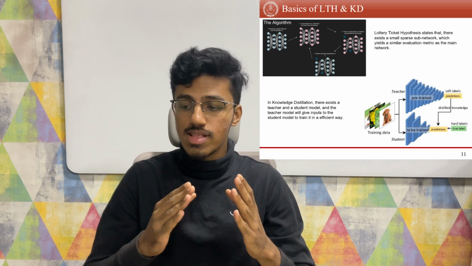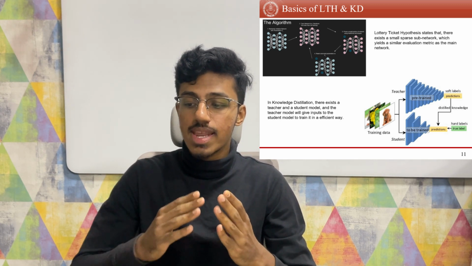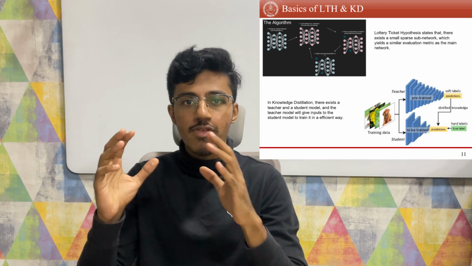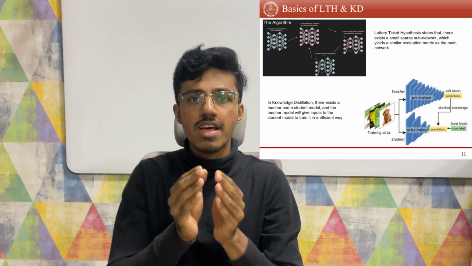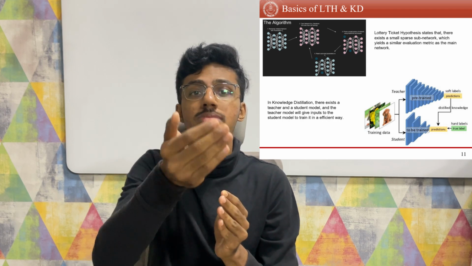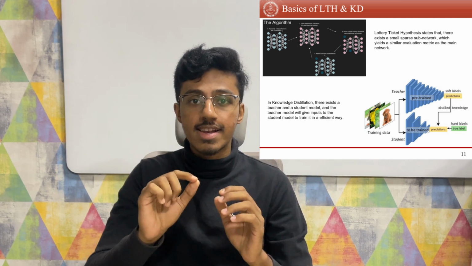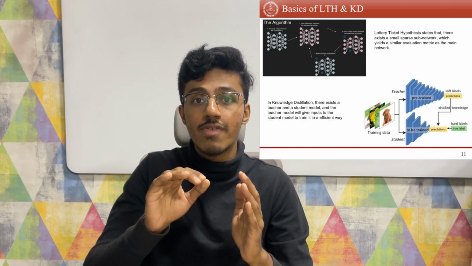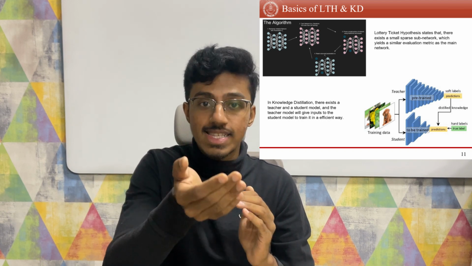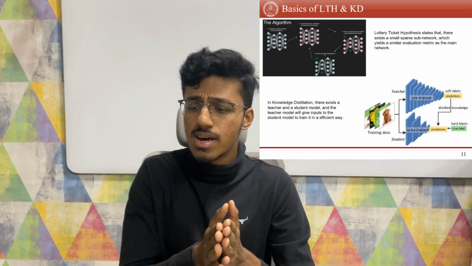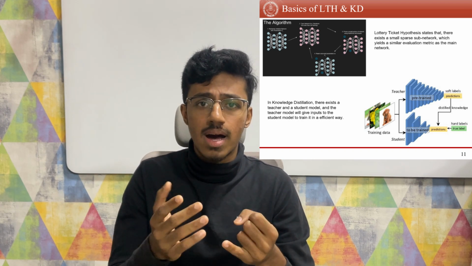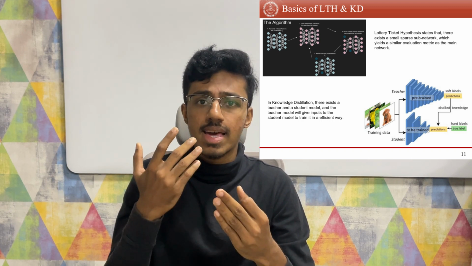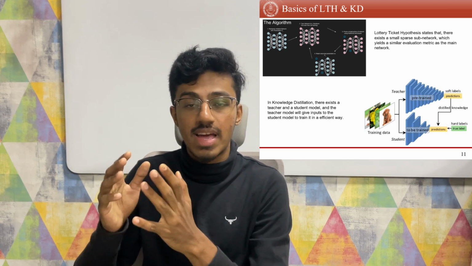There exists a small sparse subnetwork which yields a similar evaluation metric as the main network. What is meant by this statement is, if you take a very big neural network, we can find a small sparse neural network from the very big one. That is, this small sparse network yields a greater than or equal to any evaluation metric which the teacher model, which the main model yields. Here the evaluation metric may be recall, precision, accuracy, sensitivity, etc., whatever we actually decide.